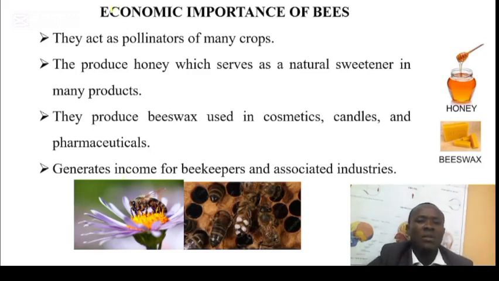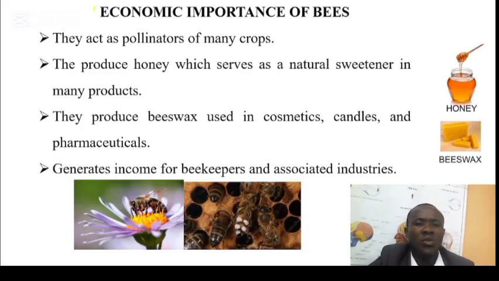So now let's talk about economic importance of bees. The bees, they act as pollinators of many flowers. The honey that we do eat is being produced by the bee. So they produce honey which serves as a natural sweetener. So they can use it in some food to make it very sweet. They can even use it in the syrup that we drink to make it very sweet.